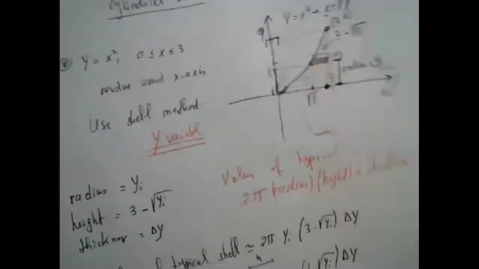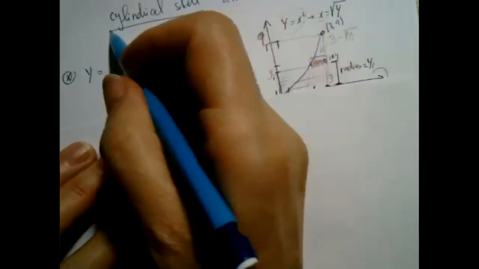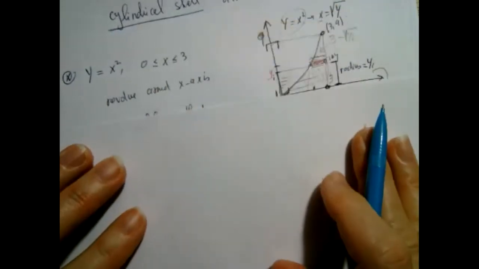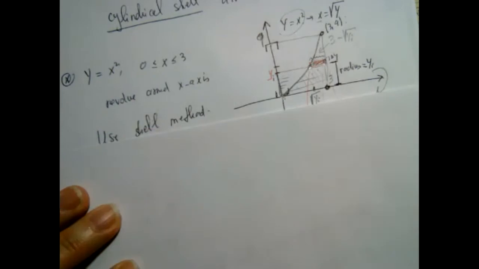Now, if I take this same problem, so I did cylindrical shell because you guys asked for that. If I take this exact same problem and I tell you find the volume without really telling you which method to use, you could have used the disk method.